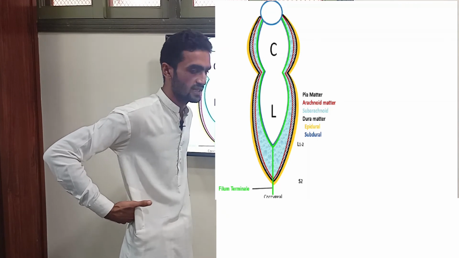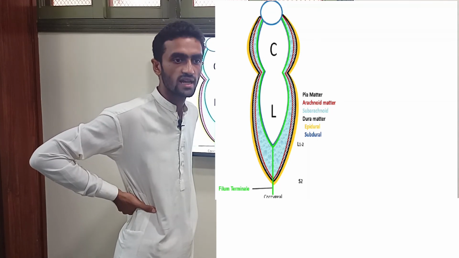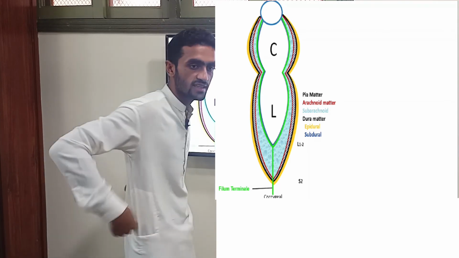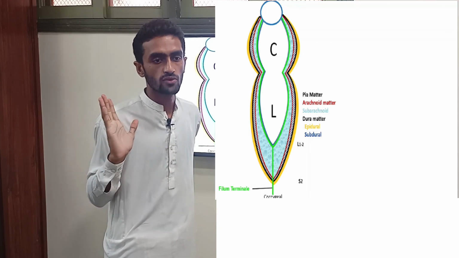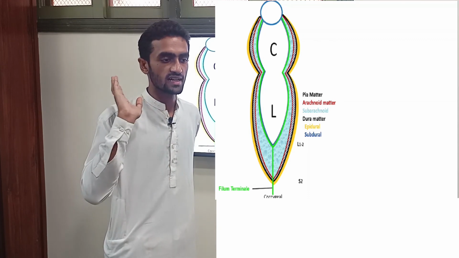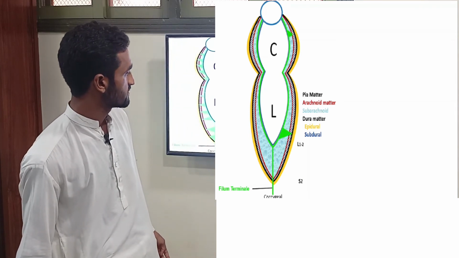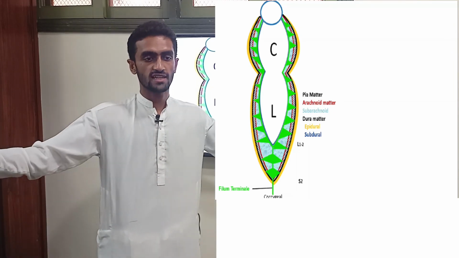You can define the level of your L4 by putting your hand like this, on the iliac crest. If you follow this line, where they unite, the vertebra is your L4, between L3 and L4. So these are the ligaments, the denticulate ligaments, which are fixating like that.